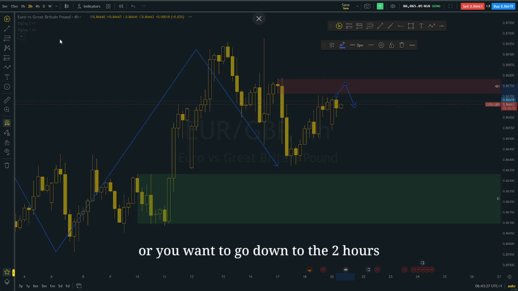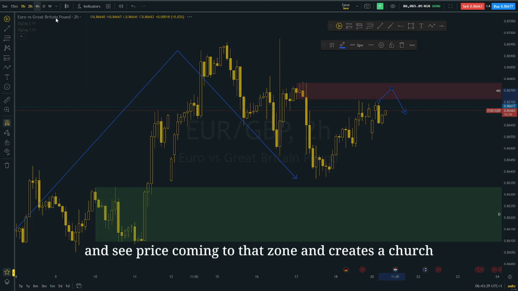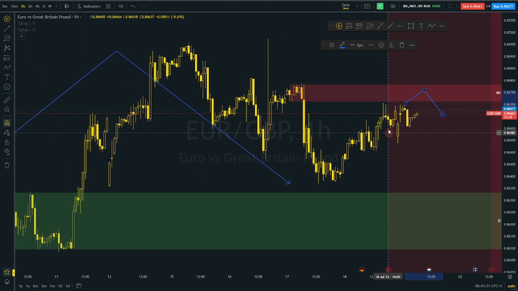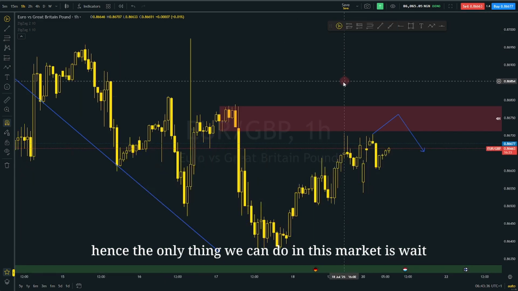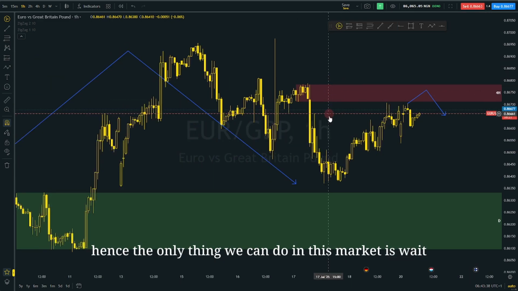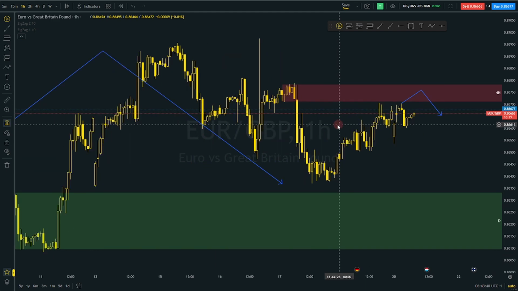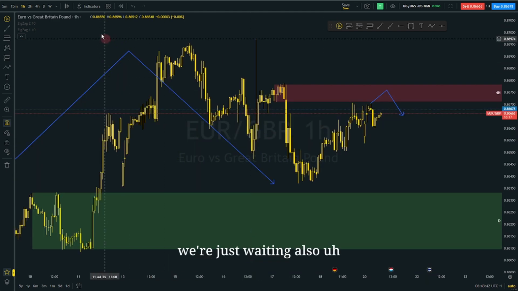Or you want to go down to the 2 hours or the 1 hour and see price come into that zone and create a choke. But price hasn't done any of that yet. Hence, the only thing we can do in this market is wait. We're just waiting.